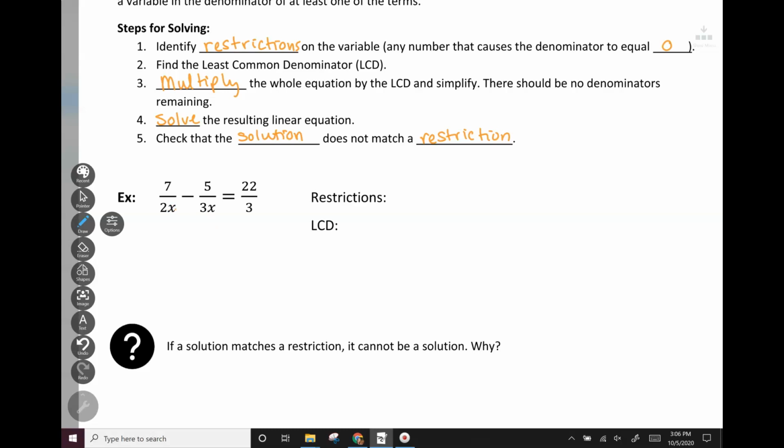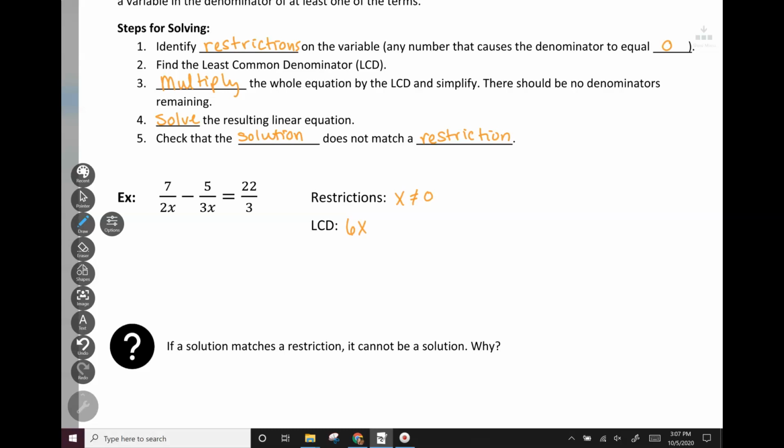Well, what if x equals 0? 2 times 0 is 0, so then you would be dividing by 0. 3 times 0 is 0, we can't divide by 0, so your restriction there is that x cannot equal 0. For the least common denominator, you're just thinking, what is the least common multiple of 2, 3, and 3? That would be 6. And then we need to have that x.